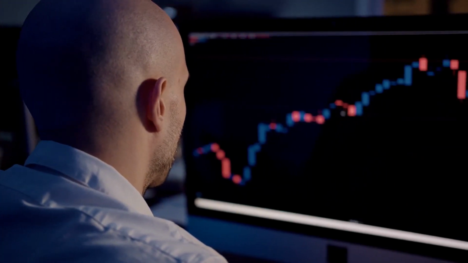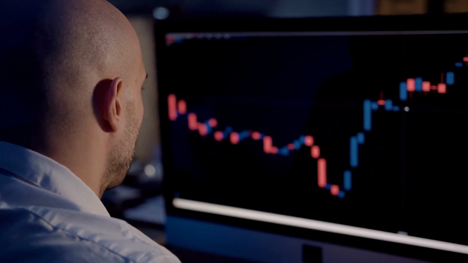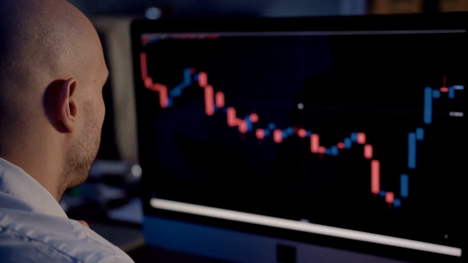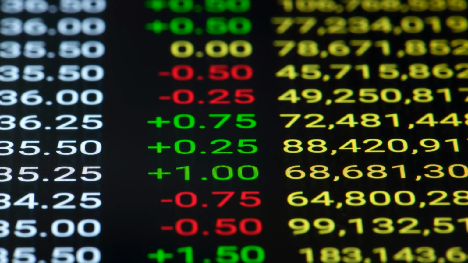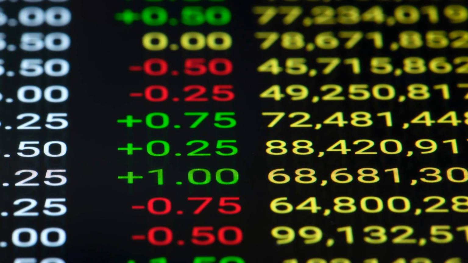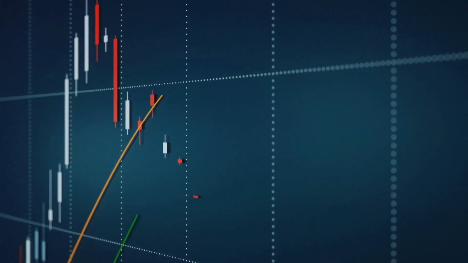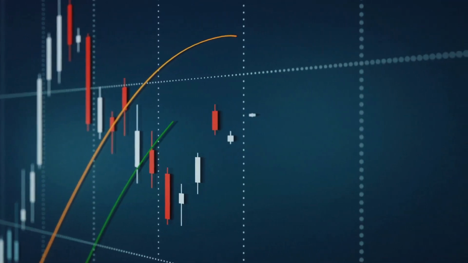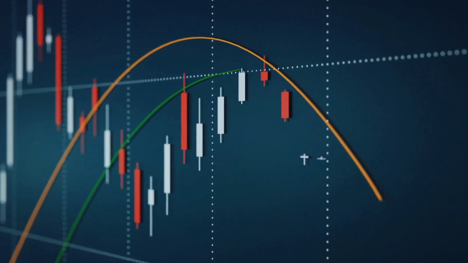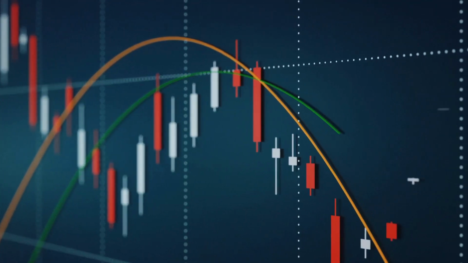Think about moving averages. This indicator smooths out price data to create a line that tracks the trend. When prices are rising over time, the line slopes upwards, and that's a bullish trend. Conversely, when prices fall over time, the line slopes downwards, indicating a bearish trend. Simple, isn't it? Then there's the Relative Strength Index, or RSI.